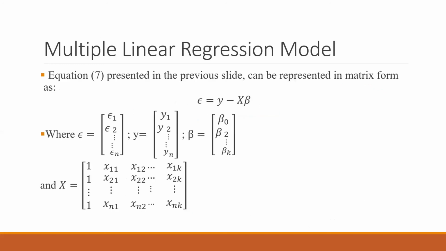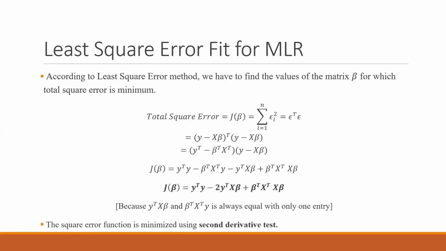If you solve it through the matrix method, you can do the prediction in a way that the error is y minus x beta. These are all your matrices: error is a matrix here, your actual value is a matrix here, beta value is a matrix here, and x is also a matrix here. All of them have been put into matrix form so that our mathematics can be faster and more efficient. According to the least square error method, we have to find the values of the matrix beta for which the total square error is minimum.